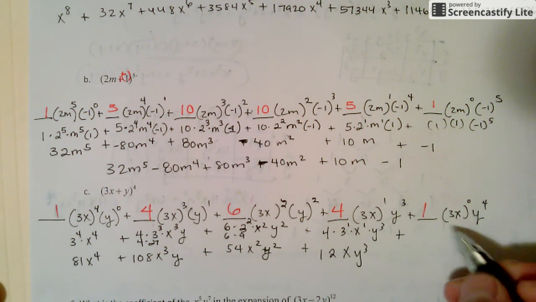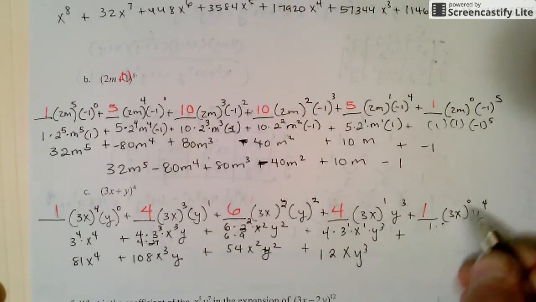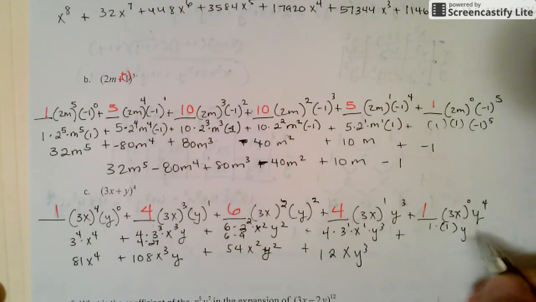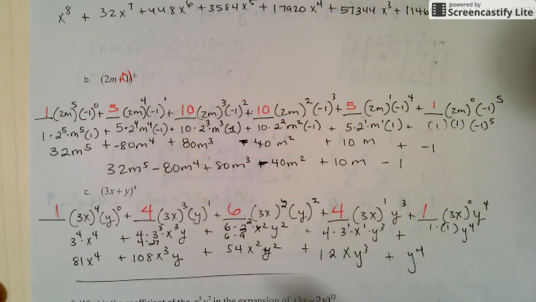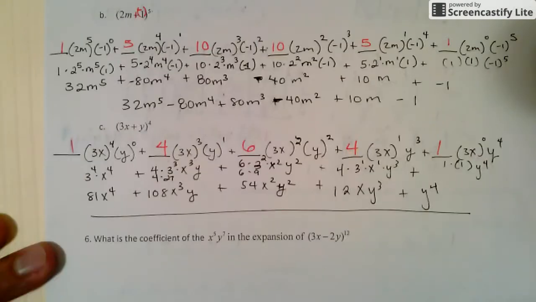And then over here, I have 1, and then I have 3x to the 0, which all becomes 1, and then y to the fourth, which is just what's left is pretty much a y to the fourth. So that's right here is my binomial expansion.